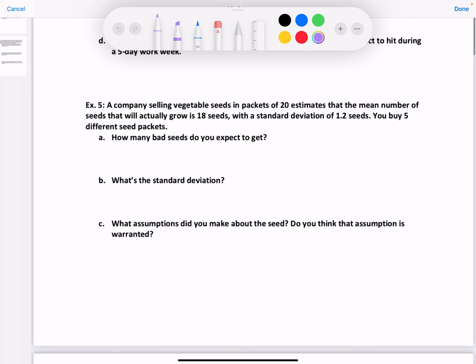All right, number 5. A company selling vegetable seeds in packets of 20 estimates that the mean number of seeds that will actually grow is 18 seeds with a standard deviation of 1.2 seeds. You buy 5 different seed packets. How many bad seeds do you expect to get?